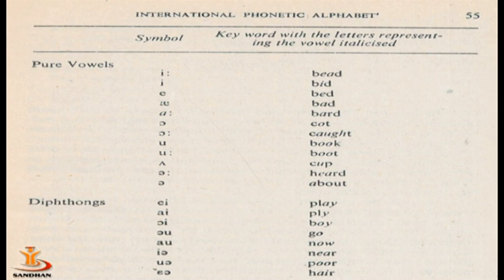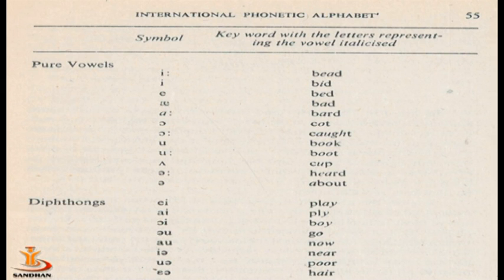I talked to you about diphthongs. Since I'm talking about vowels, let me also have some examples of diphthongs, but then we'll go on and look at the descriptions too. So what are the diphthongs? Say these words after me. I'm going to pause after each word so that you can repeat it. So what do we have? Play, ply, boy, go, now, near, poor, hair.